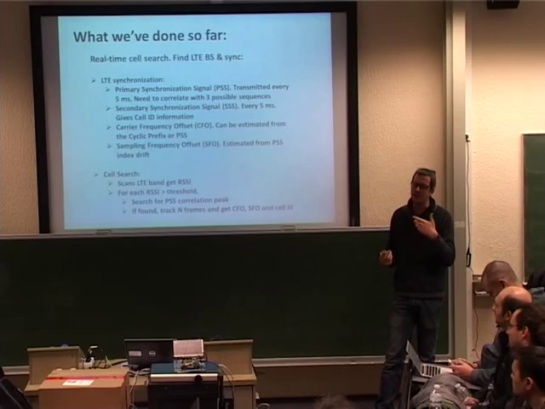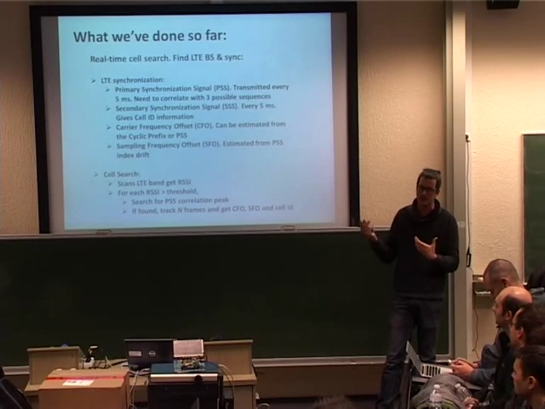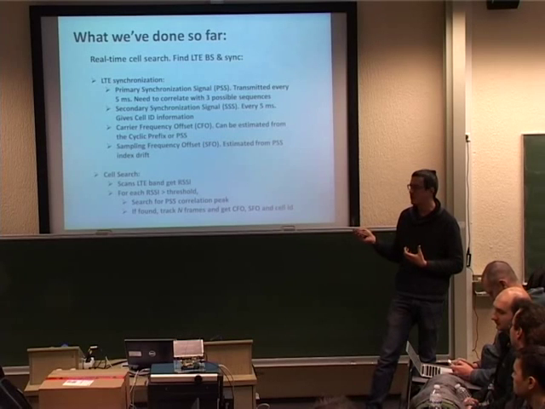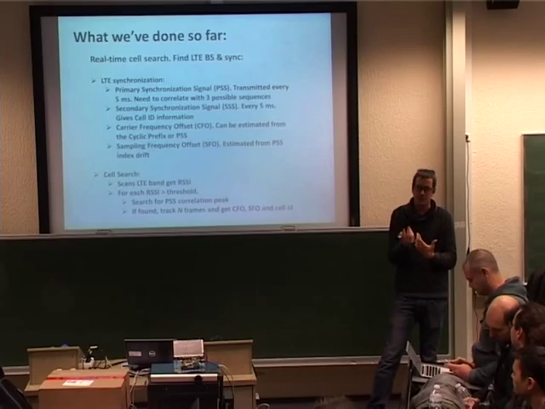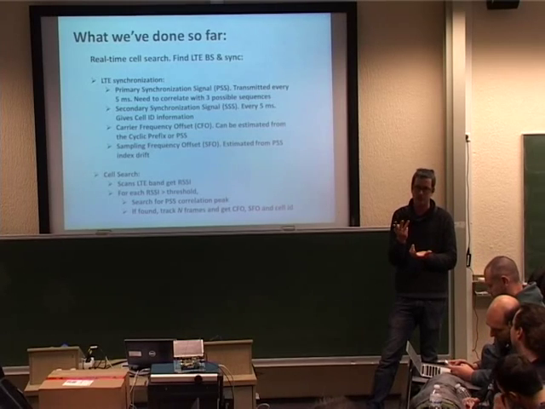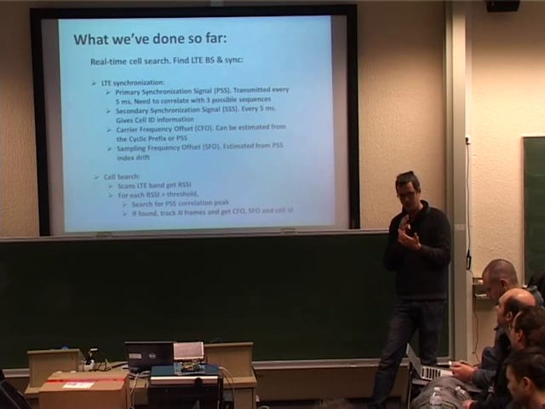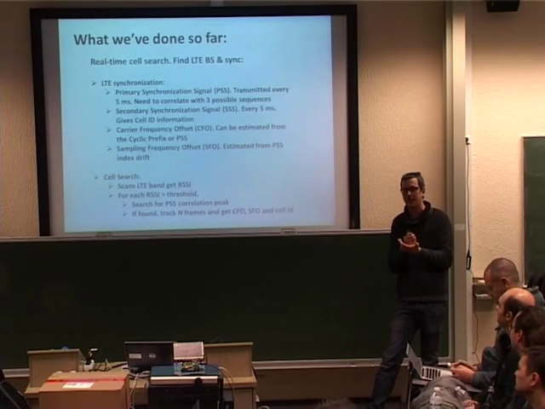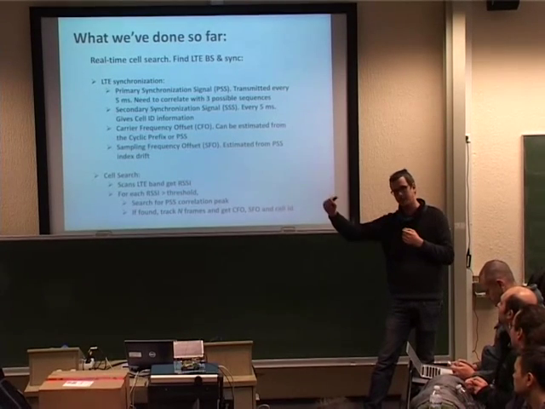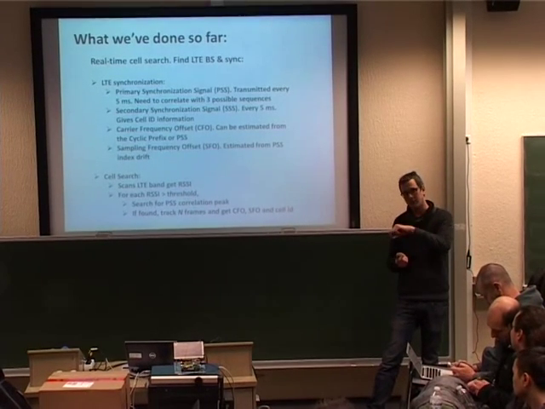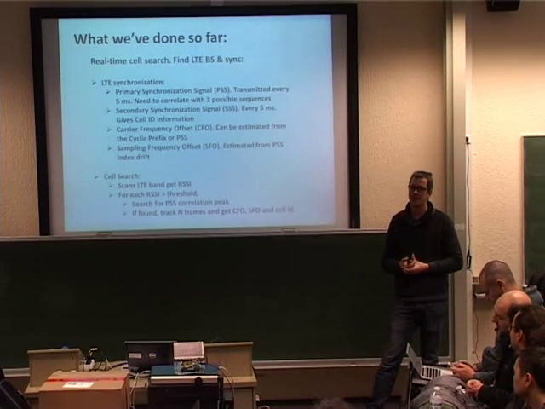And if you have already synchronized with the primary synchronization signal, this PSS sequence, which is transmitted by the base station, you know how this sequence looks like. There are only 3 possible sequences. Once you have correlated and you are synchronized in the time domain, at the output of the correlator you also look at the phase shift. And this gives you the CFO.